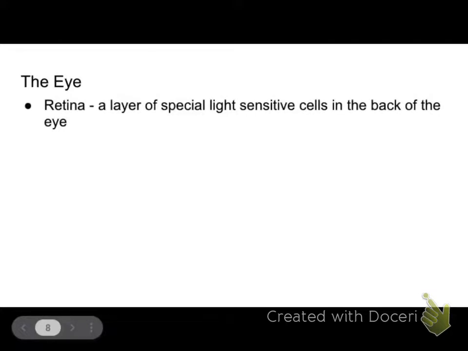Okay. Next up, we have the retina. The retina is inside your eye on the very back surface of the interior of your eye, and it has a layer of special light-sensitive cells in it.